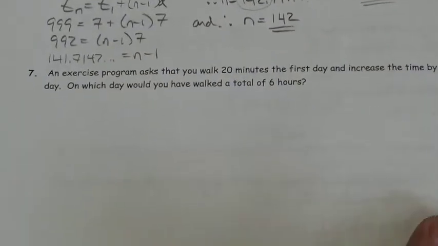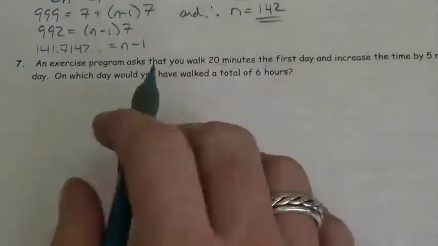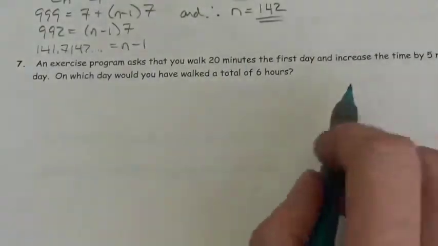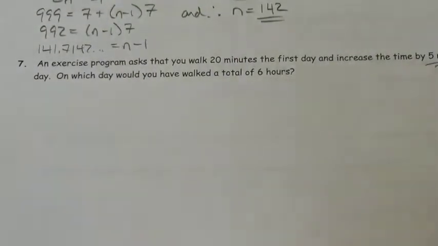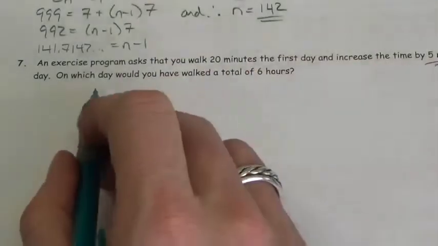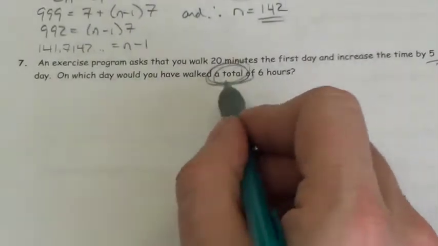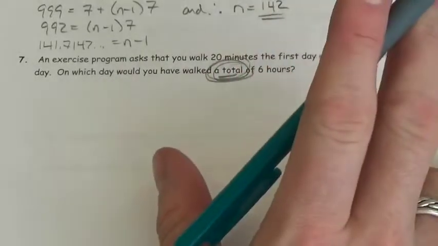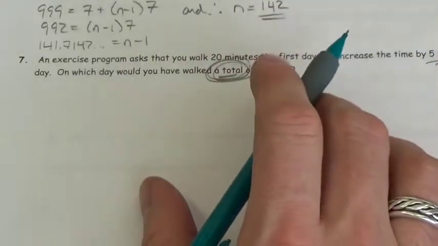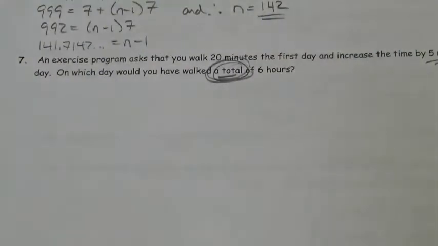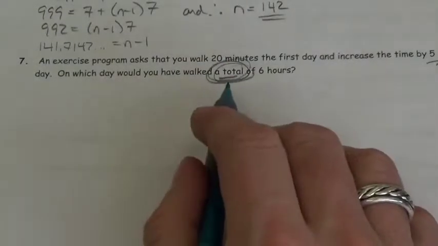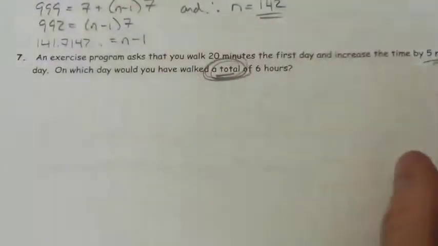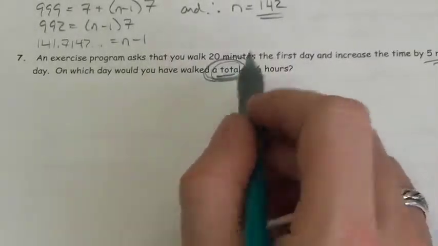Let's take a look at another one. An exercise program asks that you walk 20 minutes the first day and increase the time by 5 minutes per day. On which day would you have walked a total of 6 hours? Now, don't misinterpret this. I'm not asking on which day did you walk 6 hours. I hope you don't take the pattern that seriously. What we're saying is, if you add up how much you've exercised, when is the total 6 hours?